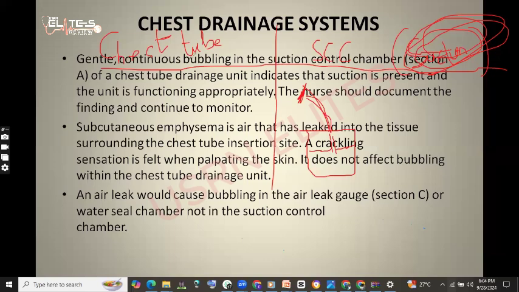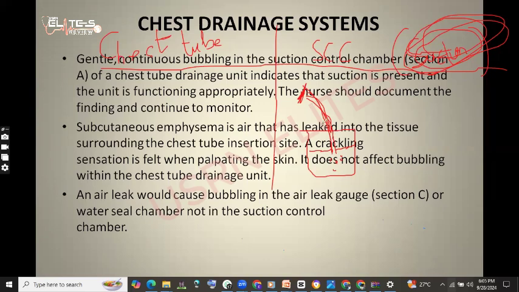If they just describe the chest tube, the patient is having this chest tube and the rest, without suction mentioned in the question, this is how the tube should be. For a normal underwater seal drainage or a chest tube, you should have an intermittent bubbling. Whenever the patient breathes in and breathes out, you will see a bubbling.